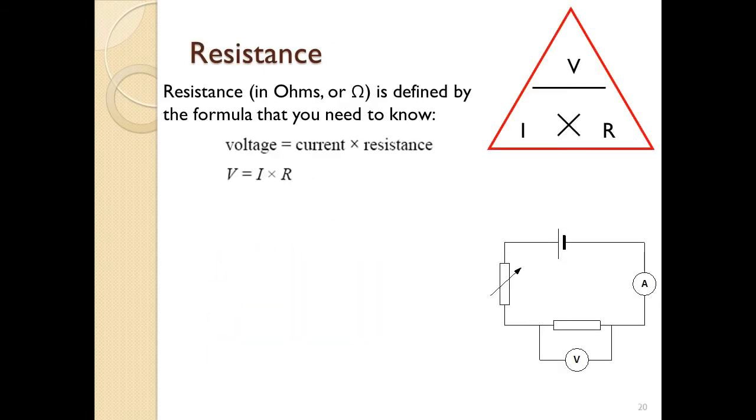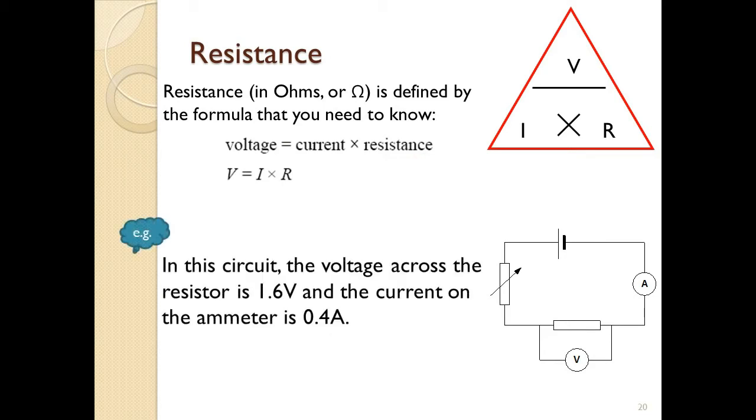The formula that relates resistance to current and voltage is V equals IR. Voltage is current times resistance. Let's put in a quick example. In the circuit shown, the voltage across the resistor here is 1.6 volts, and the current is 0.4 amps. The current through this resistor is going to be the same as the current shown on the ammeter because they're in series. And the voltage is the voltage across this component. So to work out this component's resistance, we use R equals V divided by I, which gives us 4 ohms.